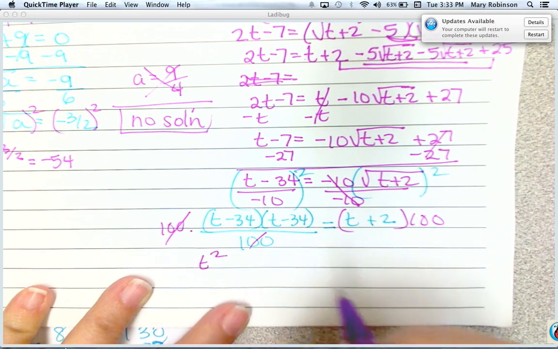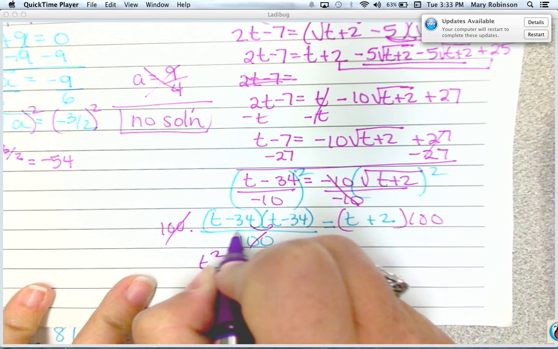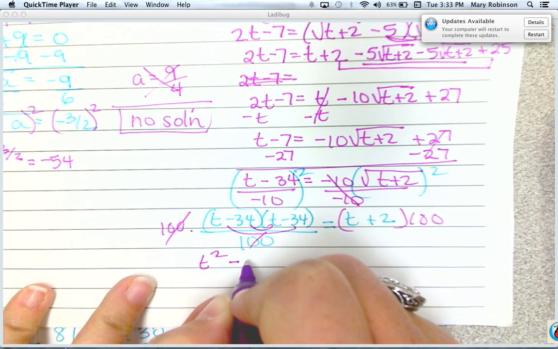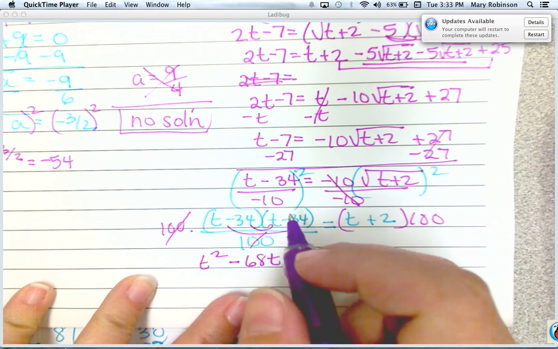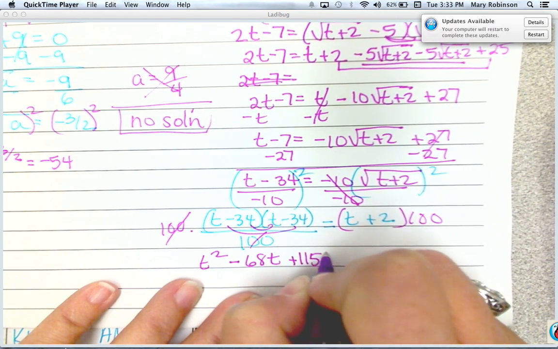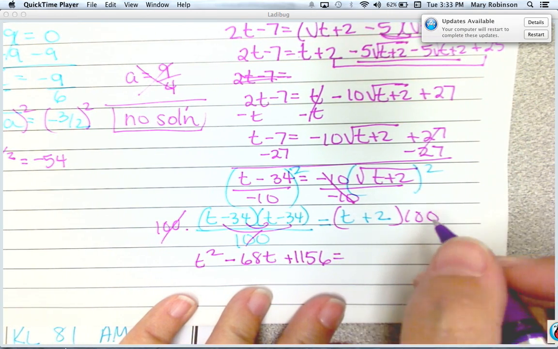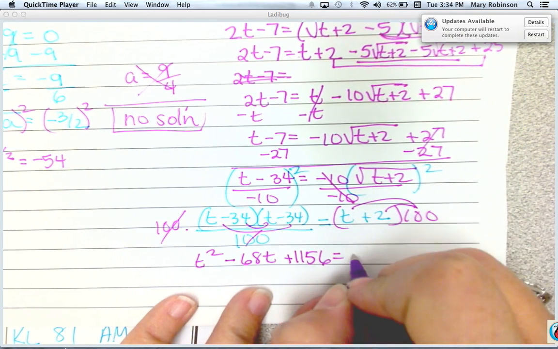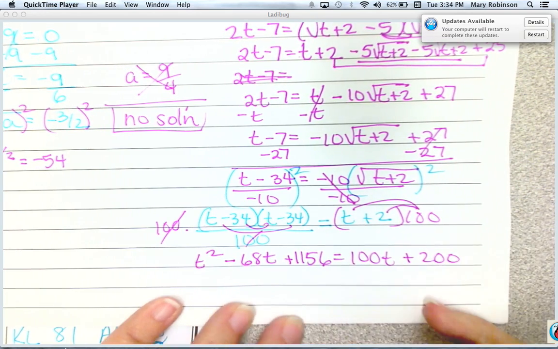That gives us t squared. Negative 34 and negative 34 for our outer and inner give us negative 68t. Negative 34 squared, or times itself, is positive 1156. And then on the right side, if I distribute, we have 100t plus 200.